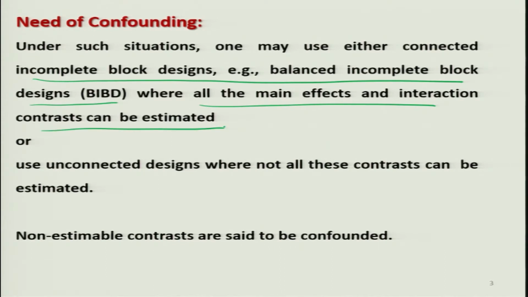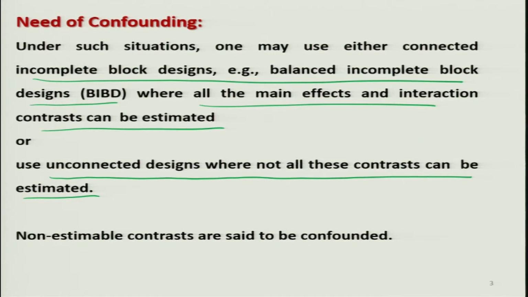Or the second alternative is that we can use the unconnected designs where not all the contrasts can be estimated. You remember the definition of connected design? In this design all the elementary contrasts were estimable. So now we are trying to say, okay, we do not want to estimate all the elementary contrasts, but some of the contrasts may not be estimable, and this is going to help us in reducing the block size.